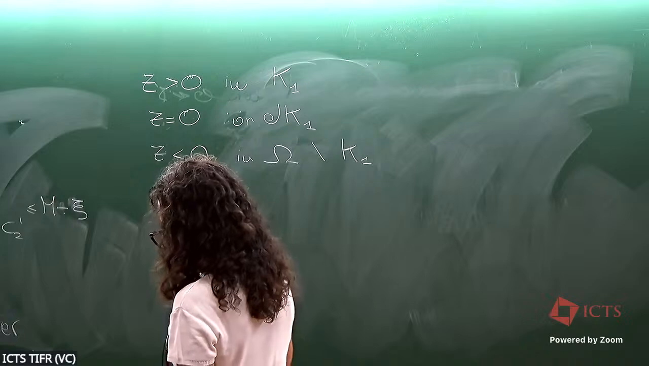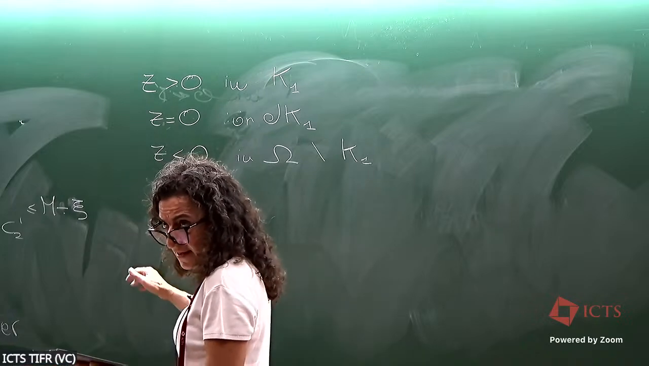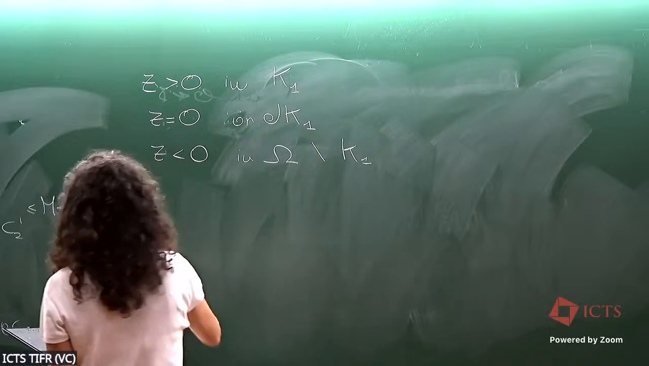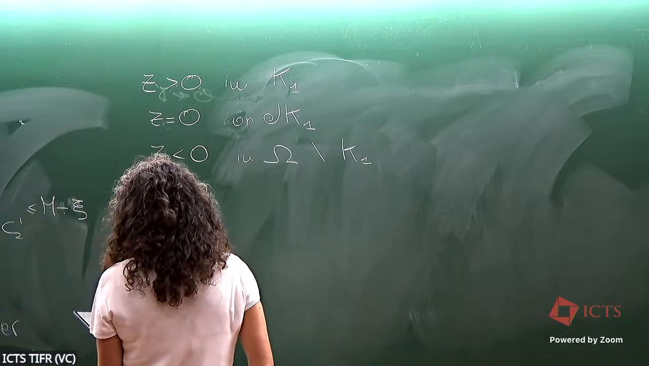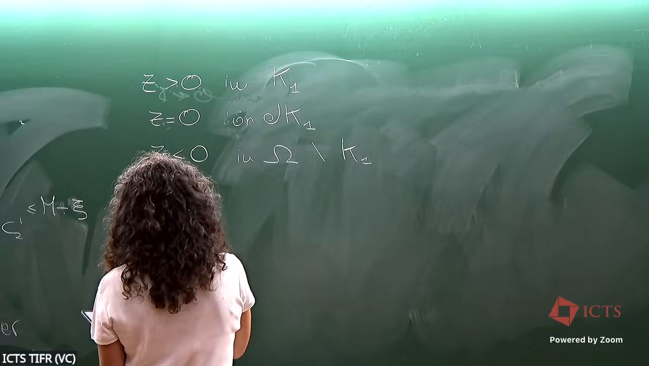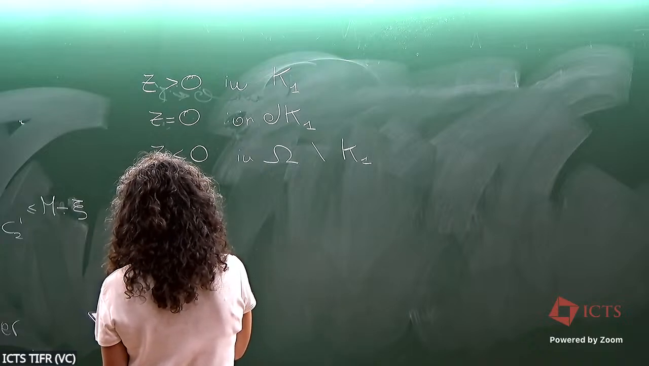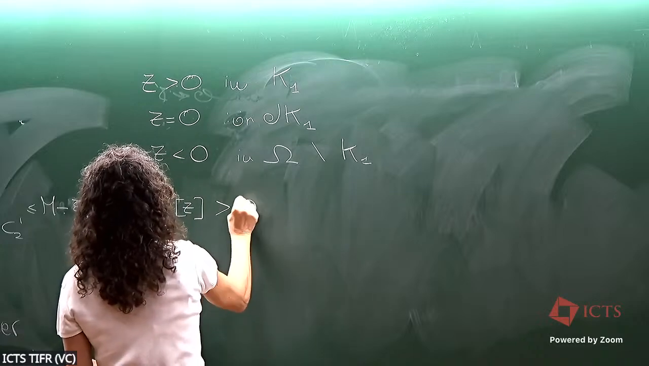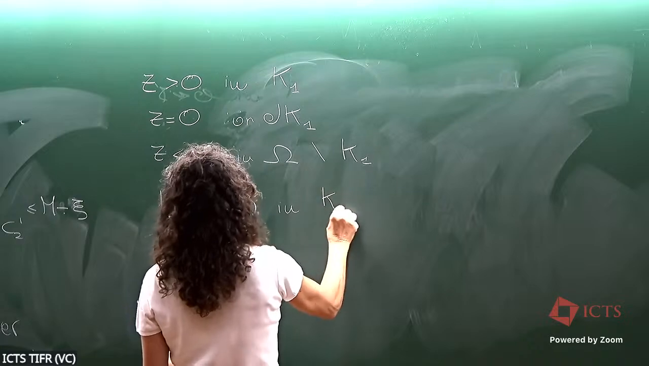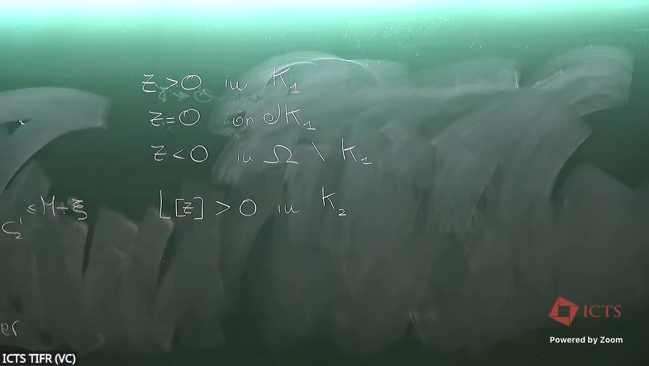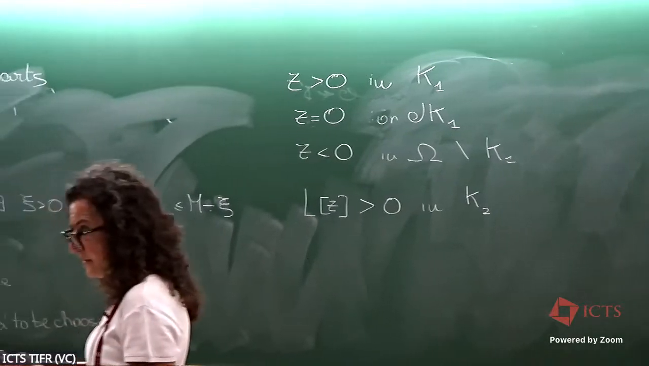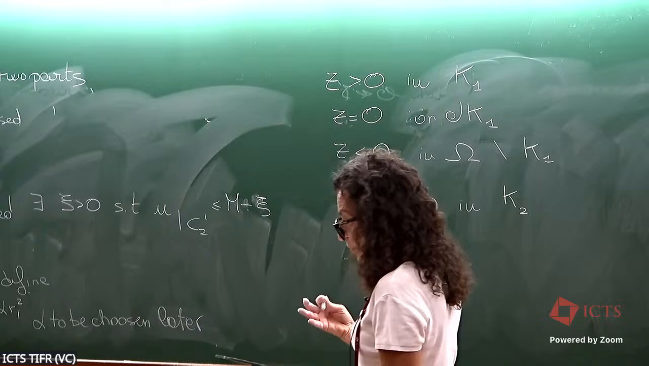And also a computation that I leave to you, but it's very simple to do, is that L of Z is larger than 0 in K2. This is a somewhat long computation that you must do. It's just doing second derivatives and using the assumption that Aij and Bi are bounded, and the operator is elliptic.